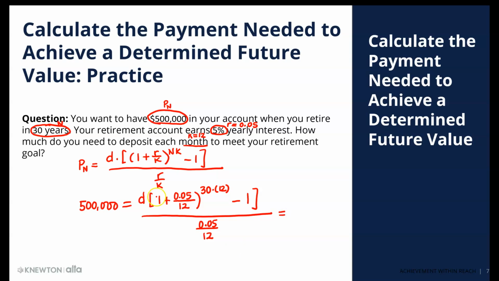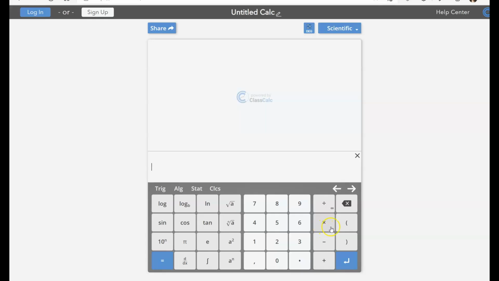Now to plug this into your calculator, there's a parenthesis here. All you need to do is consider this amount here, or this fraction here. So only this fraction here. You don't include the D because that is what we need. So we want to just evaluate this part here. Now let's go ahead and plug this into your calculator.